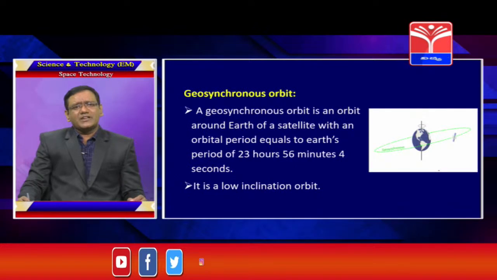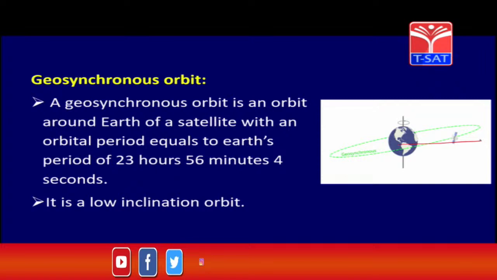So what is a geosynchronous orbit? A geosynchronous orbit is an orbit around the Earth of a satellite with an orbital period equal to the Earth's rotation period of 23 hours, 56 minutes and 4 seconds. It is a low inclination orbit. Low inclination means, if you see here, it is making some angle, and this angle is very low.